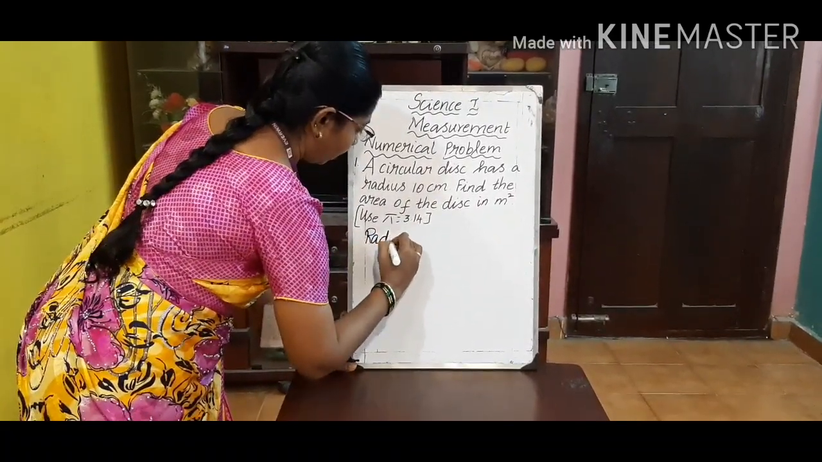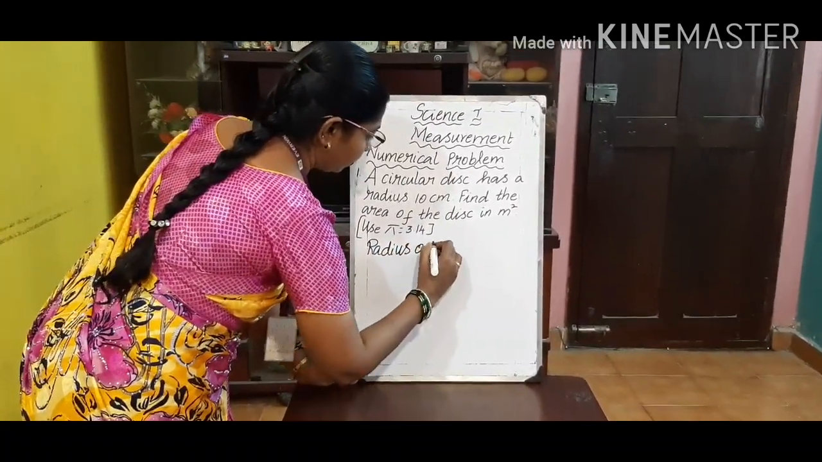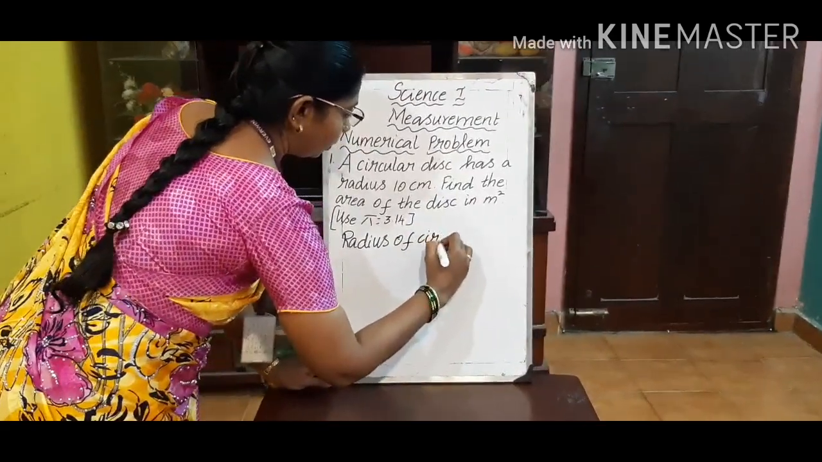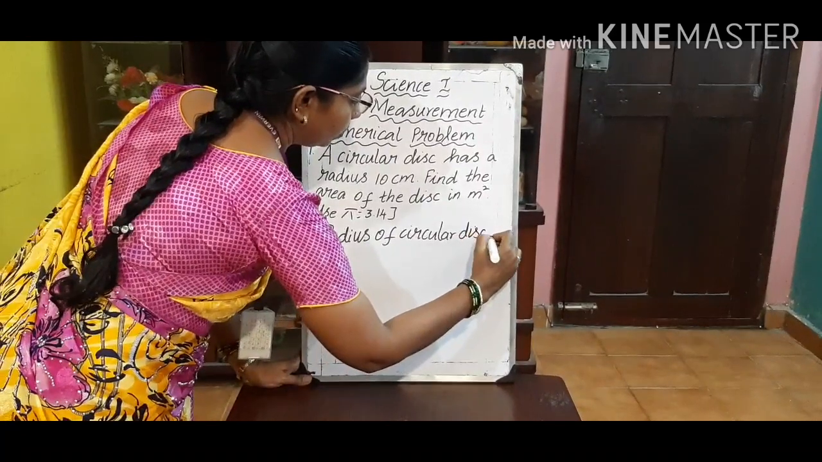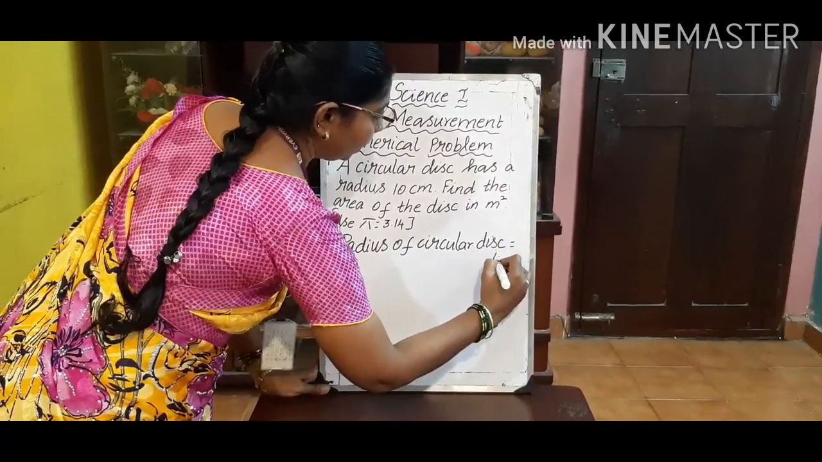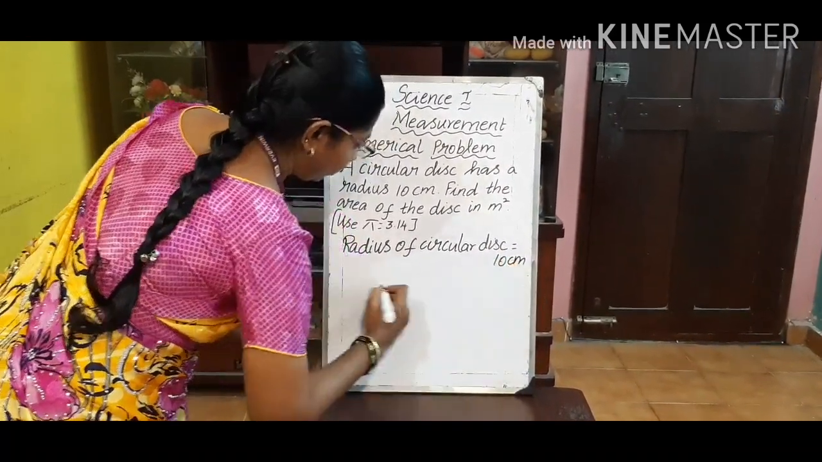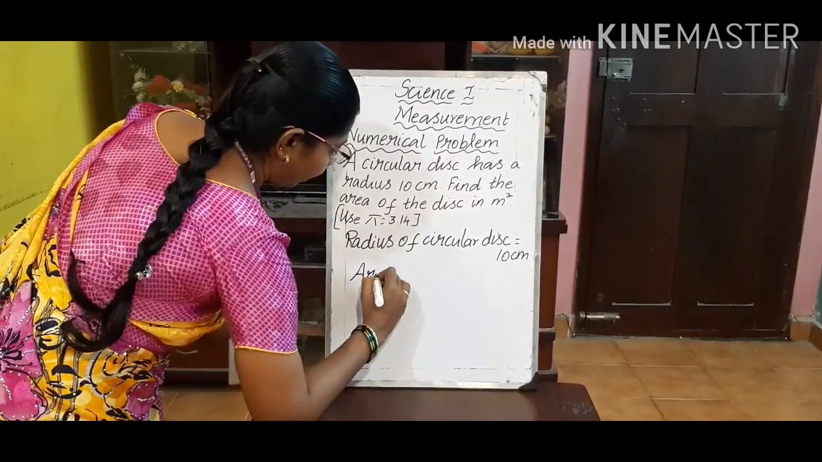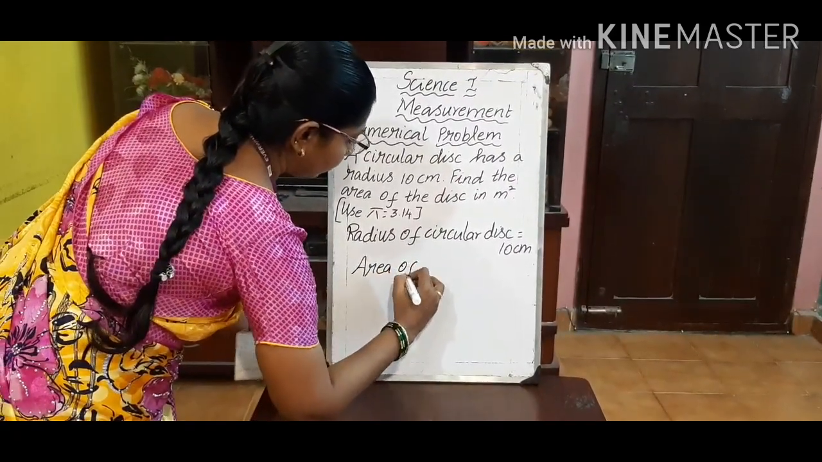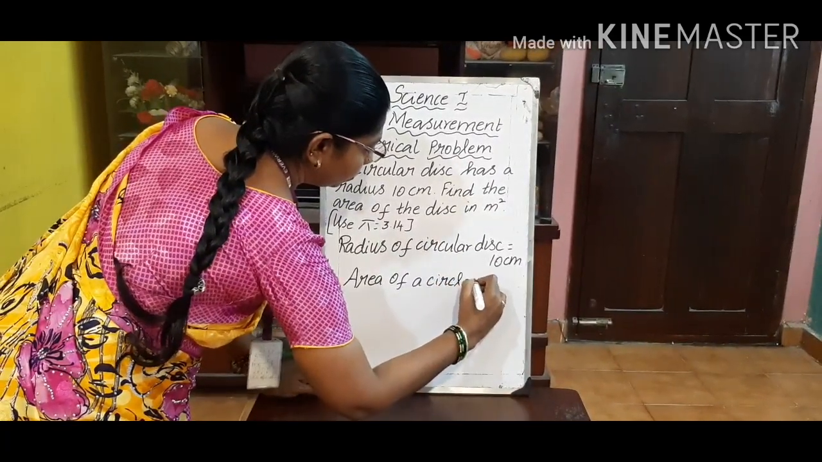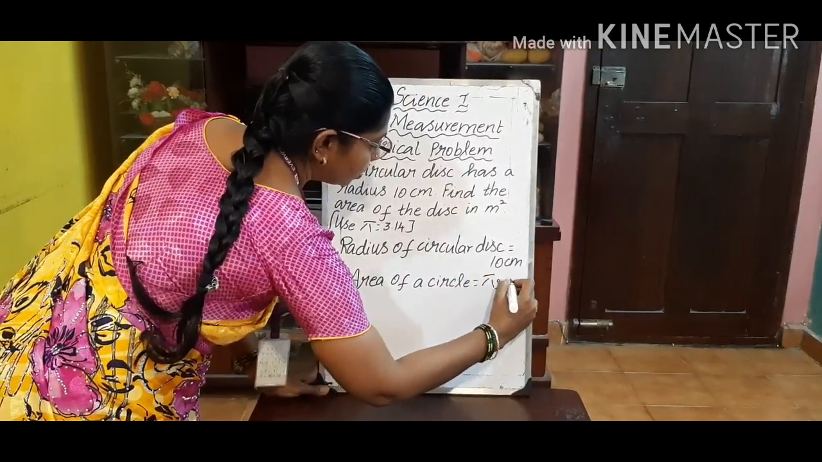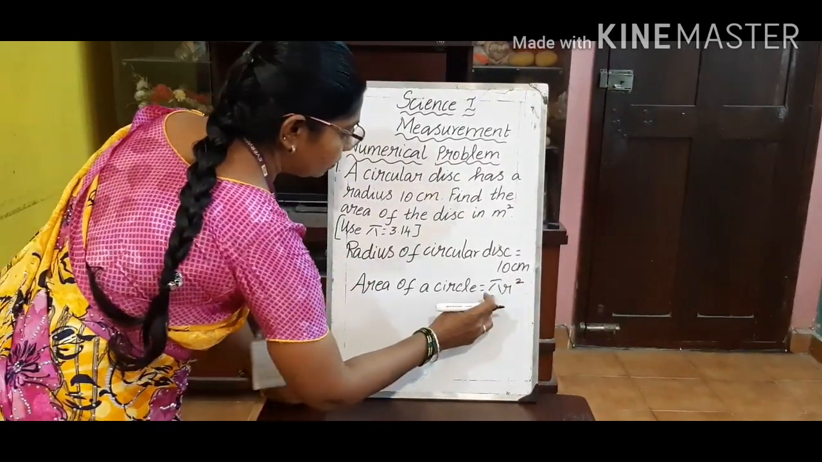Radius of circular disc is equal to 10 centimeter. So formula to find out area of circle, area of a circle is equal to pi r square. So now substitute the value.